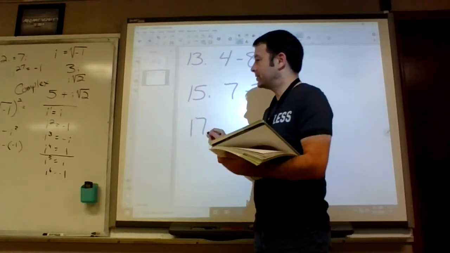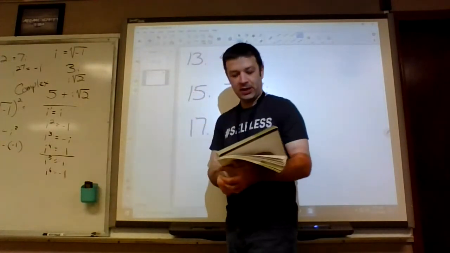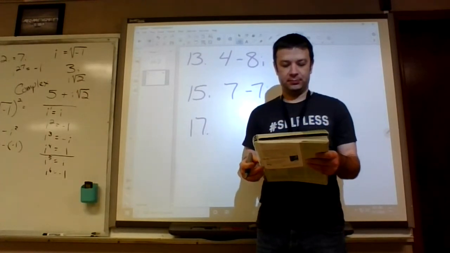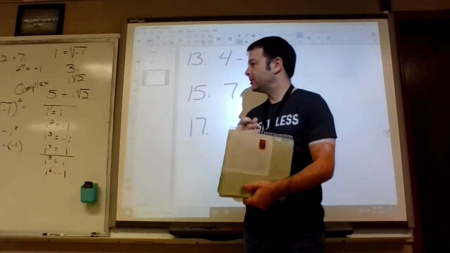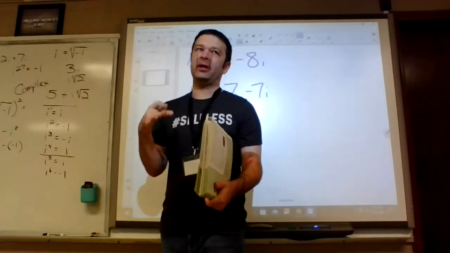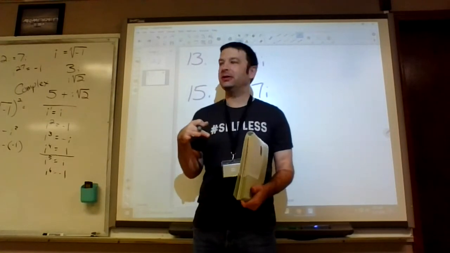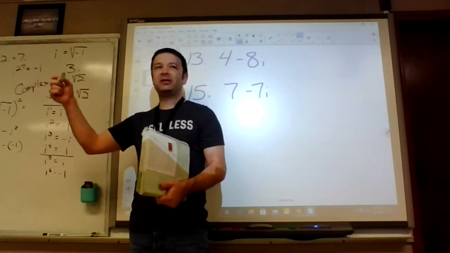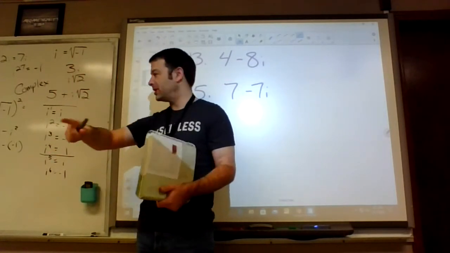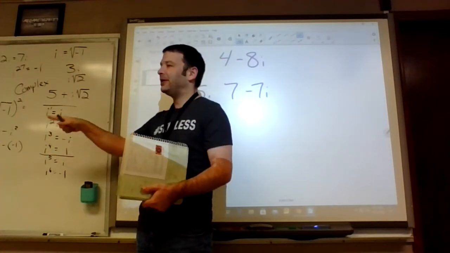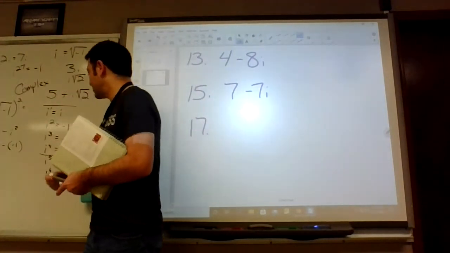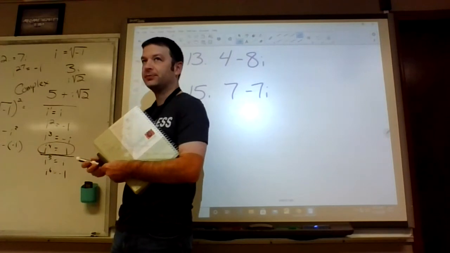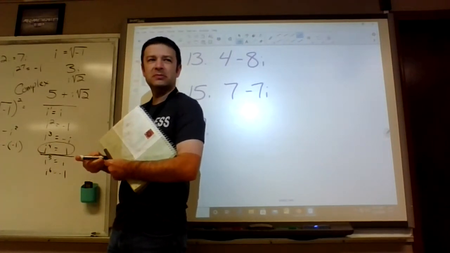Okay, 17 was that thing I was doing over here, basically. i to the 8th, what is that going to simplify to? How do we figure that out? Just i, right? Or no, 1. Well, if you divided 8 by 4, the remainder would be 0, right? It's basically i to the 4th times i to the 4th, and i to the 4th is just 1. If your remainder is 0 when you divide 8 by 4, then we just put 1.